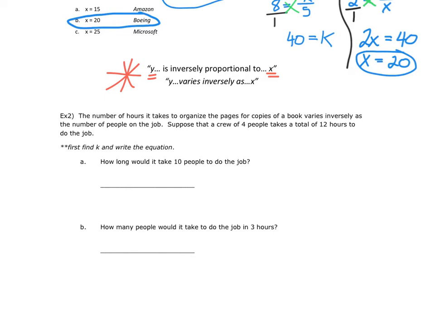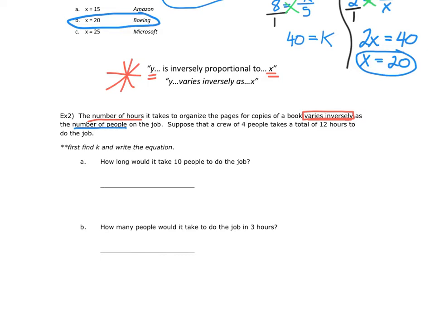So let's read through this first one. Example 2. The number of hours it takes to organize the pages for copies of a book varies inversely as the number of people on the job. I'm going to stop right there. In this first part, we've got the number of hours it takes. That's one of the things that we're dealing with. Organizing pages of the book varies inversely. There's our middle part of the statement. Varies inversely as what? As the number of people on the job.